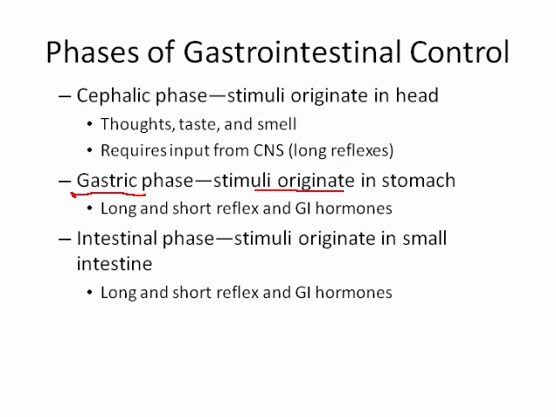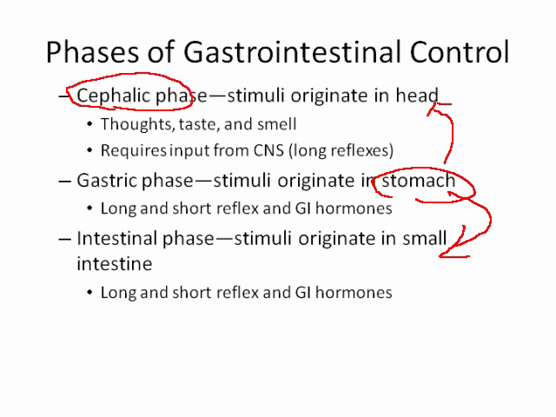In the gastric phase, the stimuli originate in the stomach. These involve the short and long loop reflexes that we talked about before, as well as GI hormones. The gastric phase is going to do two things. One is that the stomach is going to signal downstream to the intestine that material is on its way, so that's feed forward. It's also going to give feedback. As the stomach becomes more distended and you get fuller, it can inhibit input coming from the cephalic phase to reduce salivation and reduce the desire for food.